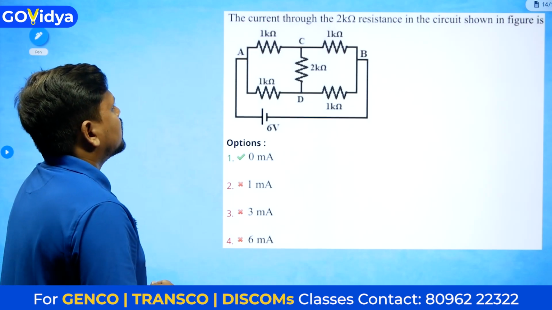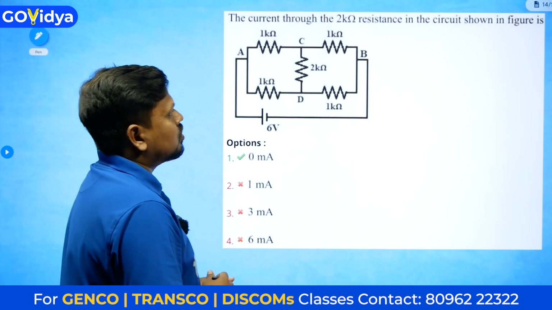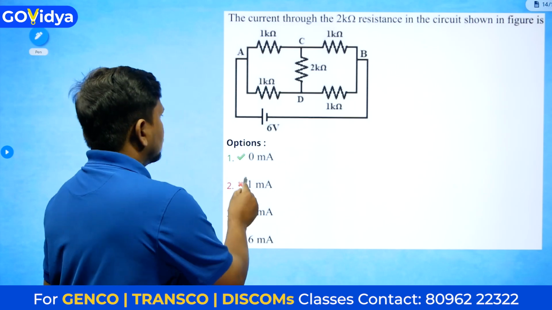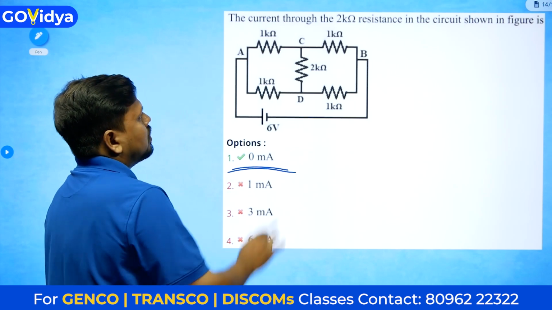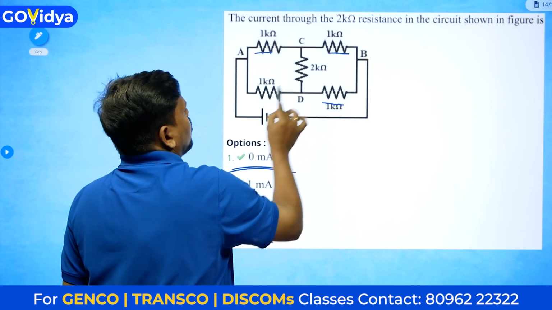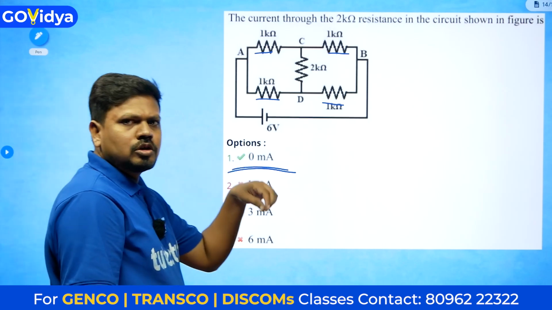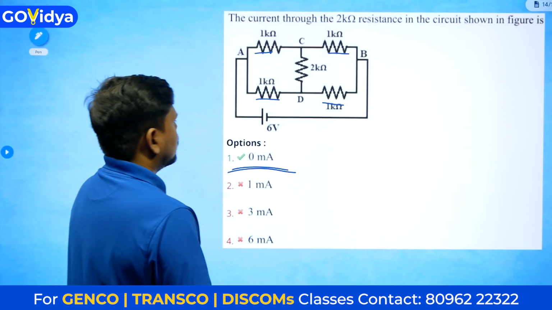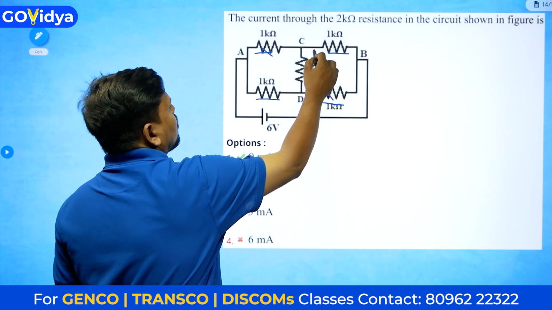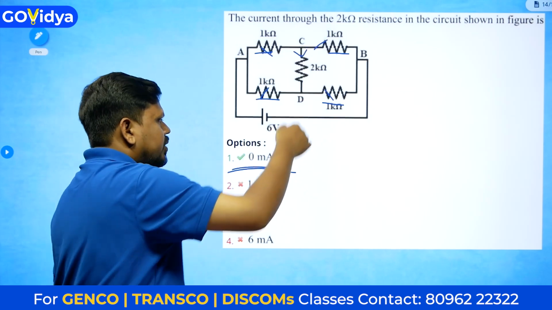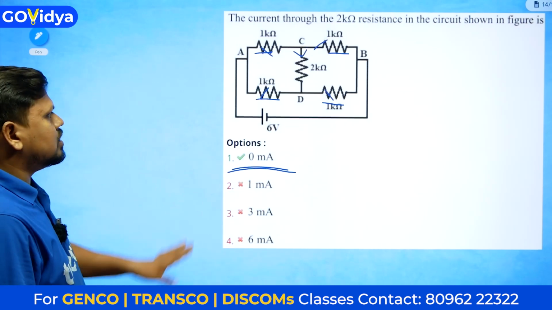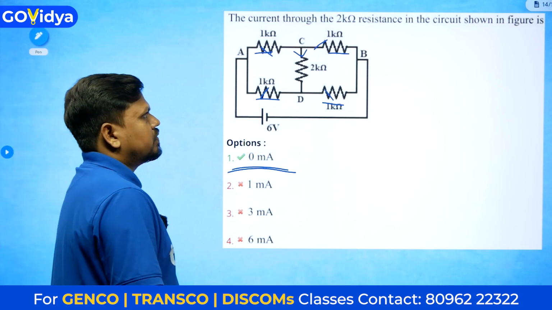And the next question: the current through the 2 ohm resistance in the circuit shown in the figure is directly 0 amperes. With 1 ohm, 1 ohm, 1 ohm, 1 ohm, why? Because it's a balanced bridge. We have solved so many balanced bridge questions. Whenever 1 into 1 equals 1 into 1, the current going through the middle element equals 0. So directly 0 amperes will be the answer for this question.